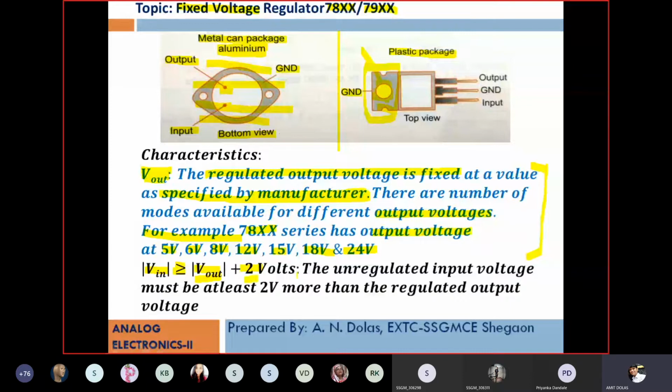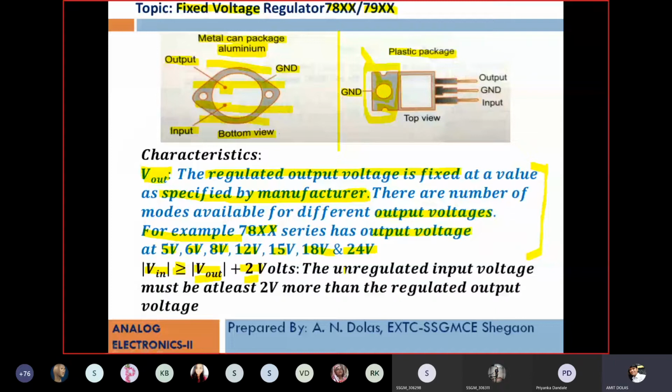Minimum requirement means if I am talking about 7805, which is a 5 volt fixed regulator, then 5 plus 2, 7 volt minimum must be connected at the input terminal. Maximum will be the rated value of the IC. Each and every IC has a data sheet. Suppose the rated maximum input to 7805 is say plus 18 volt. You cannot connect more than plus 18 volt to the input terminal, otherwise the IC may get damaged.